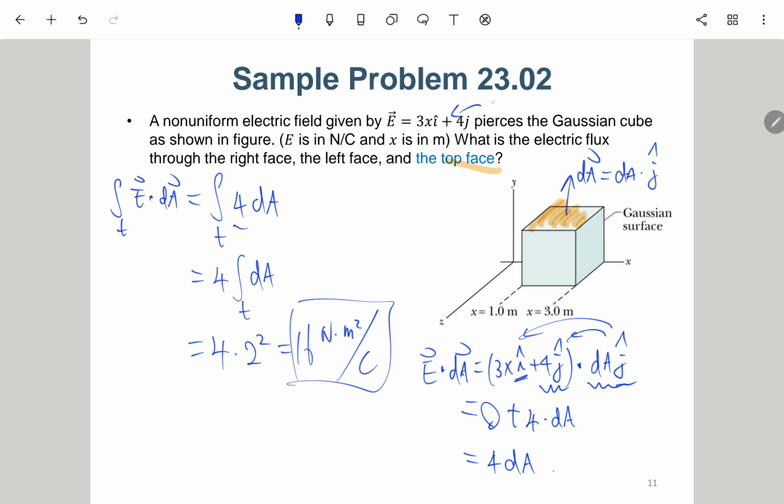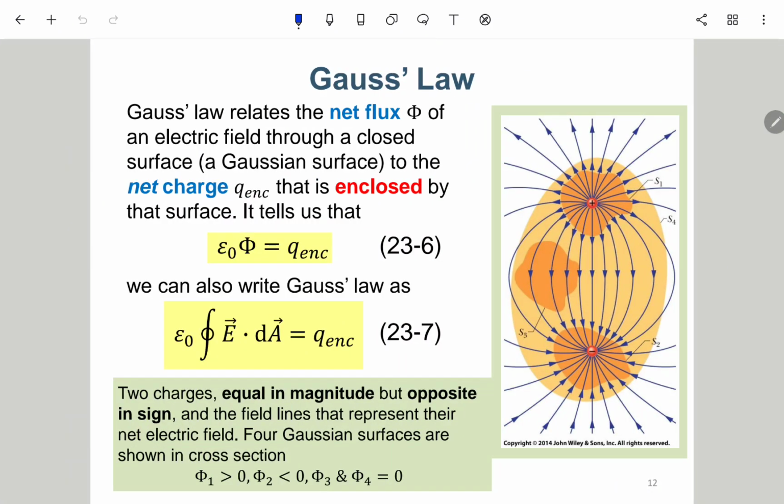So this is called the unit vector notation. Unit vector notation 就是单位向量的表达。Okay, so far any questions? 有没有问题？有冇問題？Okay, so let's move on. So here comes the most important part in this chapter called the Gauss law.